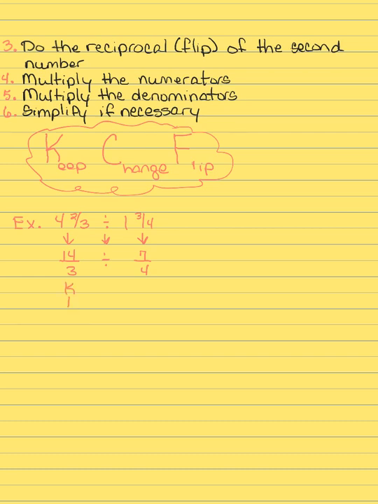Then I want you to write a K, because we're going to keep 14/3. Then write a C and an arrow down, and we're going to use a dot for the multiplication sign. And then you're going to write an F, and we're going to flip 7/4 to 4/7, which is the reciprocal.